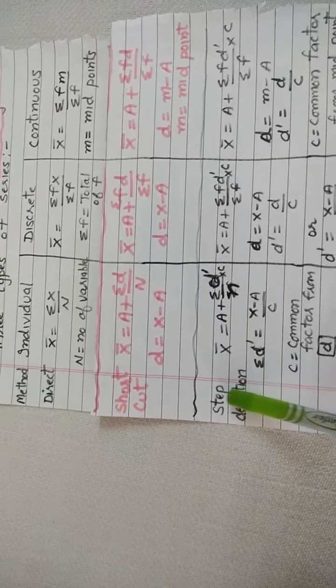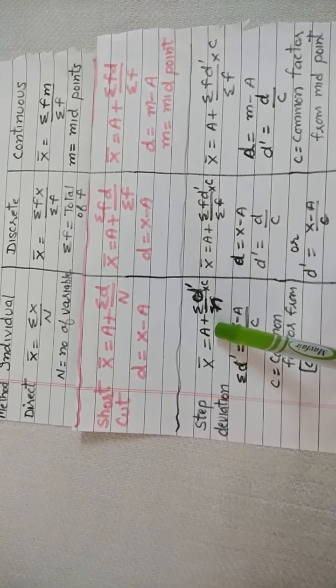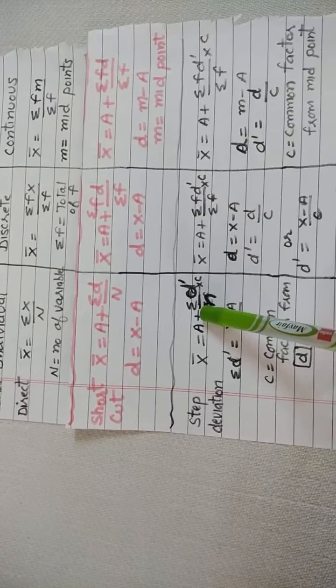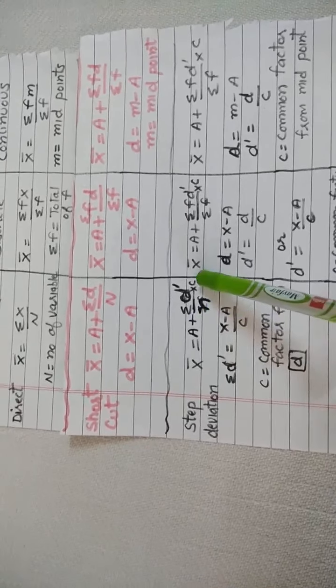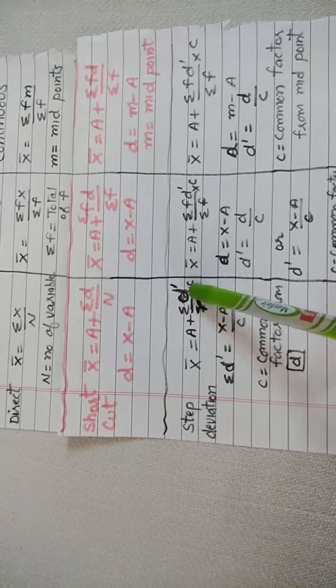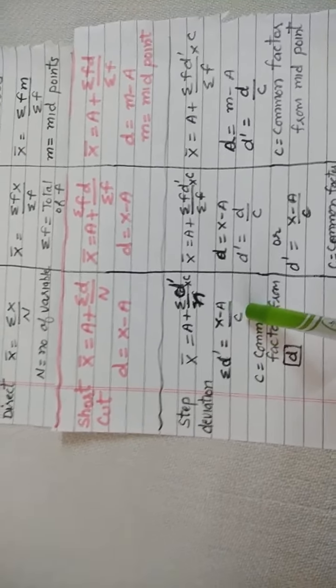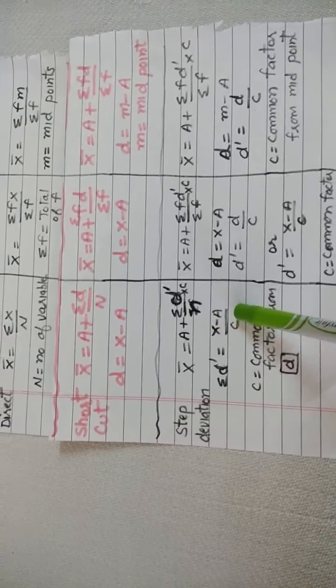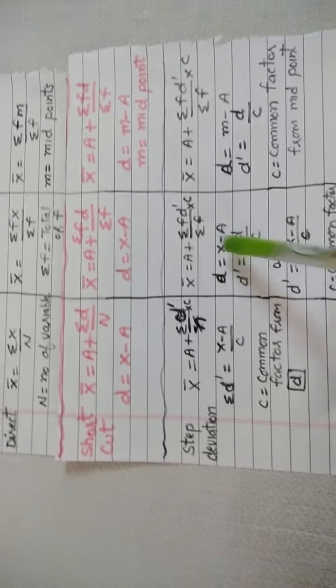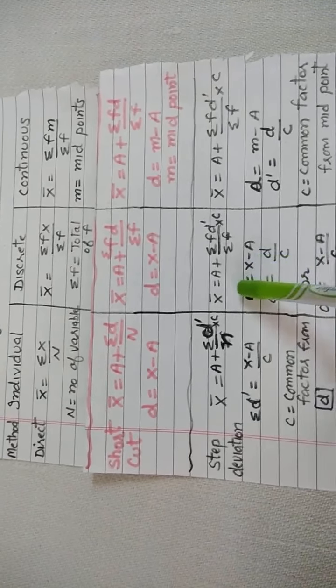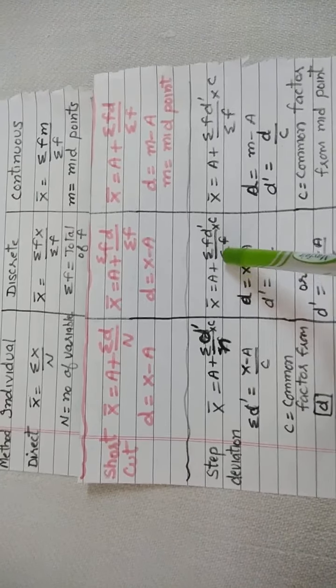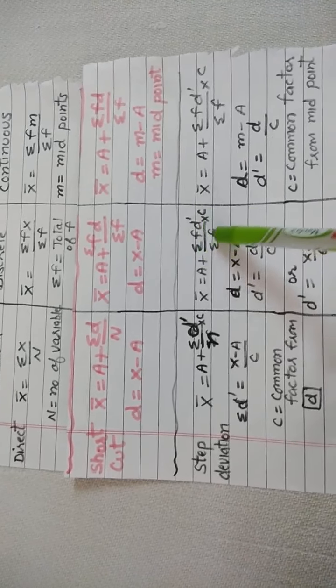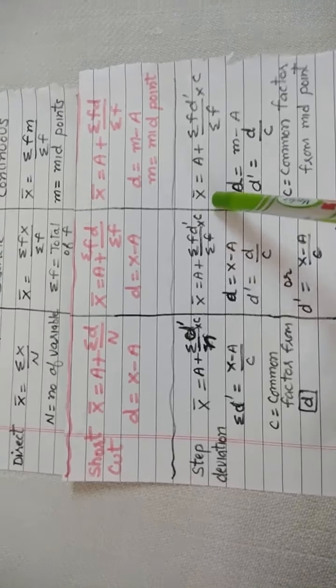In the step deviation method, mean is equal to A plus summation of d dash divided by n, into c. C is the common factor, and d dash is equal to x minus A divided by c, or the deviation taken divided by the common factor. For a discrete series, mean is equal to the assumed mean A plus summation of f d dash divided by total of frequency, into c, the common factor.